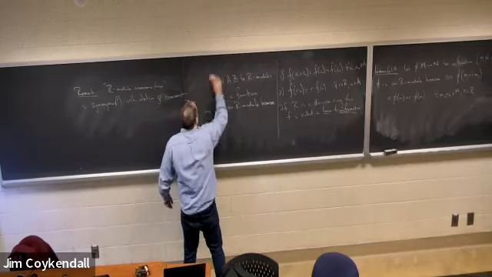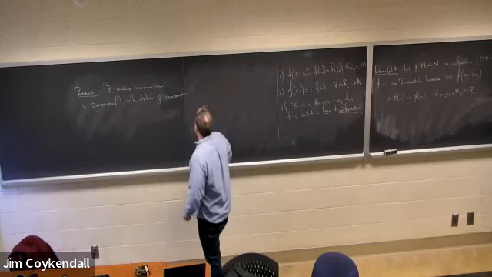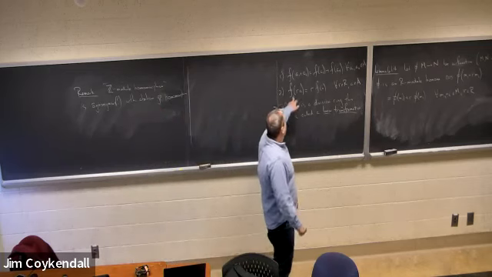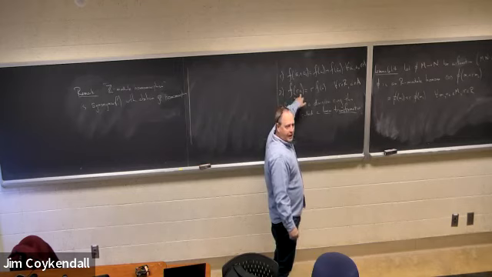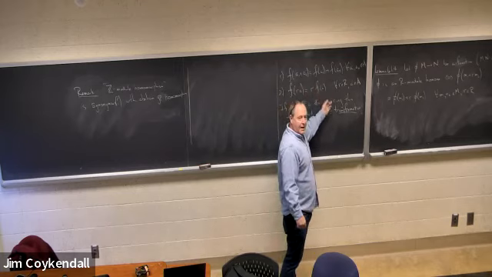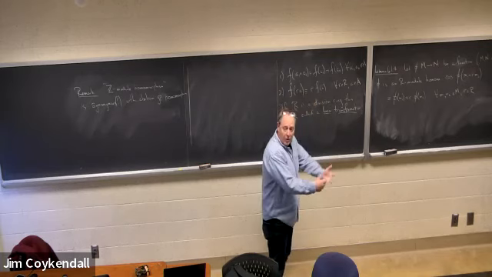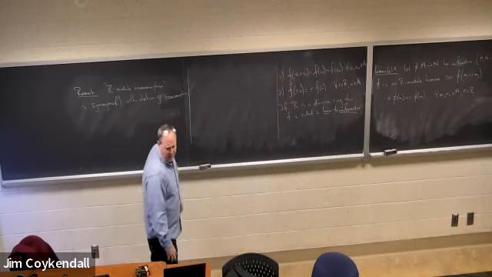Do not confuse module homomorphism and ring homomorphism. Ring homomorphism means that f of r a, r and a both being in the ring, is f of r times f of a. R module homomorphism means you can just kind of pull that r out. And these are usually very different. Let me give you an example.